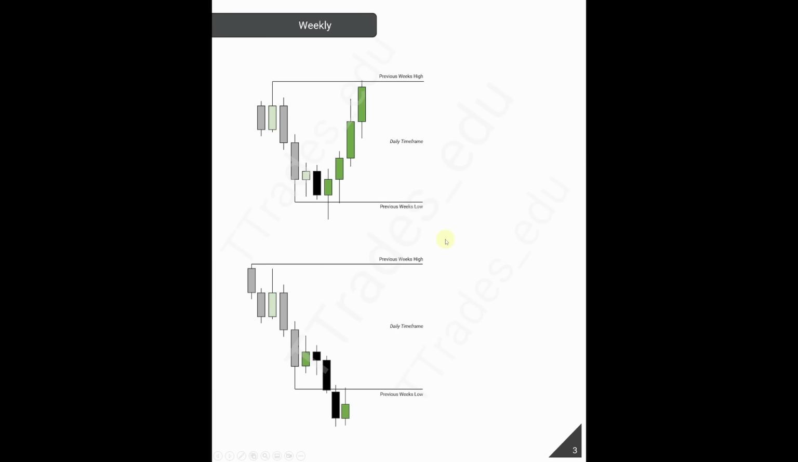Now getting back into the PDF, you can see the same concept applies on the weekly time frame as well. Here you can see a reversal was framed off of previous week's low, and then we end up going to previous week's high, while down here, previous week's low is used as a draw on liquidity before price moves lower.